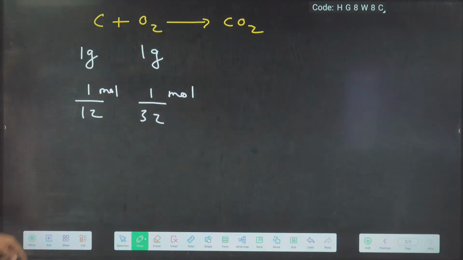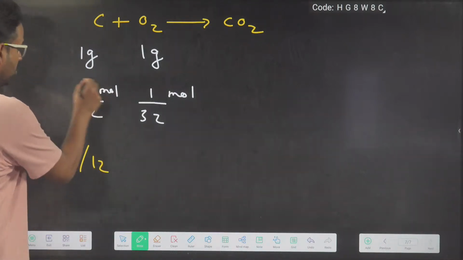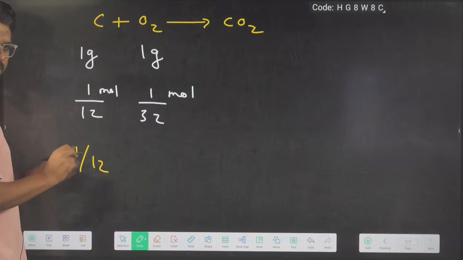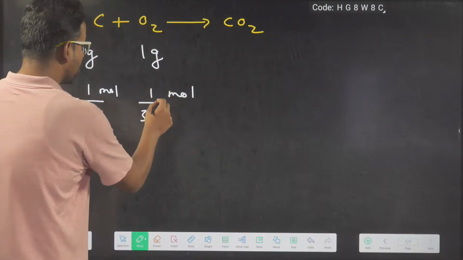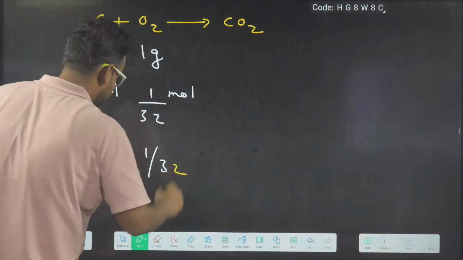And now you will do moles of A upon A. So coefficient is 1, so it will remain same only. Moles of B upon B. Here also coefficient is 1. So it will remain same only.